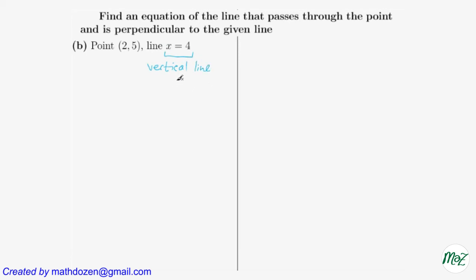If we think about this, something perpendicular to a vertical line happens to be horizontal. So a horizontal line is perpendicular to a vertical line. This allows us to rephrase this question as follows. We're looking for an equation of a horizontal line that passes through the point (2, 5).